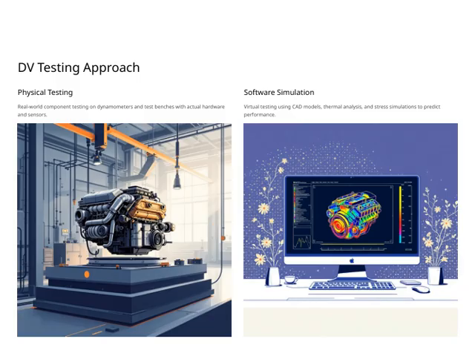Both approaches are essential and complement each other perfectly. Physical testing provides real-world validation, while simulations allow us to explore a wider range of scenarios more quickly and cost-effectively. Together, they form a comprehensive testing strategy that helps us improve performance and reliability, aligning perfectly with our overall goal of delivering high-quality, dependable systems.